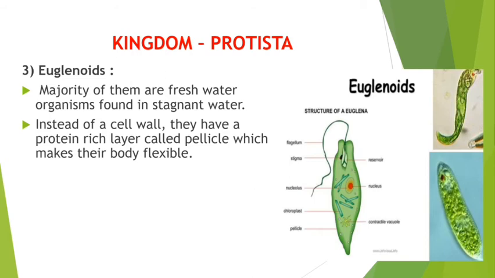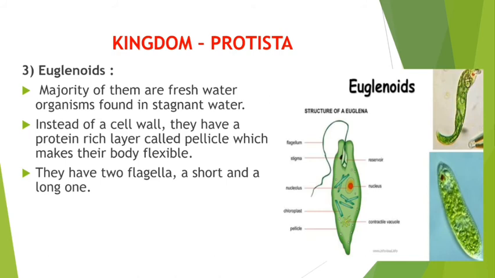Instead of a cell wall, they have a protein rich layer called the pellicle. My dear student, instead of a cell wall, what do they possess? They possess a protein rich layer called the pellicle, which makes their body flexible. Due to the presence of the pellicle, their body is flexible. Then my dear student, they have two flagella, a short and a long one. Here in the picture you may see euglenoids.